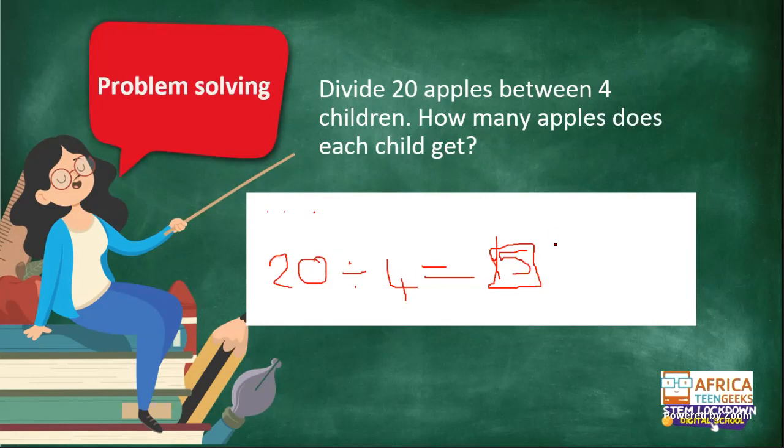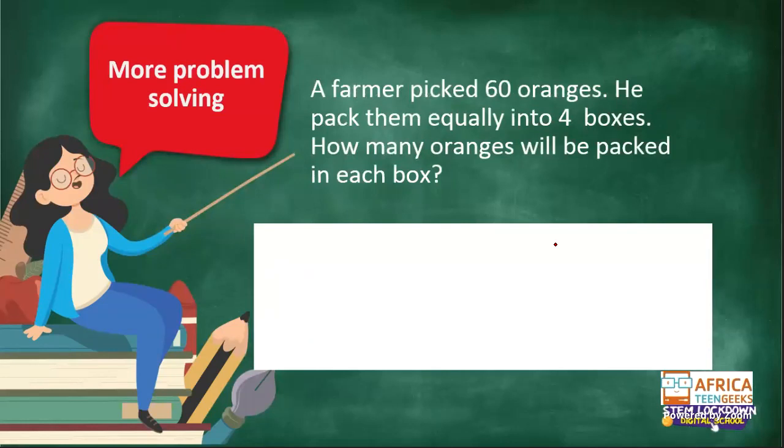Have you got it? Now there is another problem to solve. This one is a bit more advanced. It's a little bit difficult, but we are going to do it all together and tackle it. Step number 1, what do we do? We read, right? I'm reading, you just follow with your eyes. A farmer picked 60 oranges. He packed them equally into 4 boxes. How many oranges will be packed in each box?